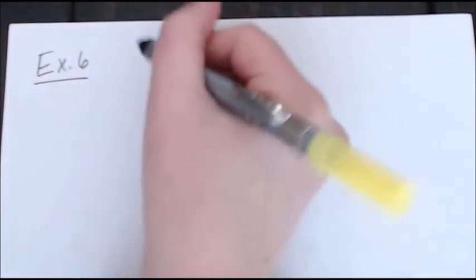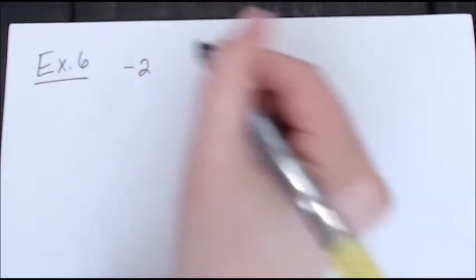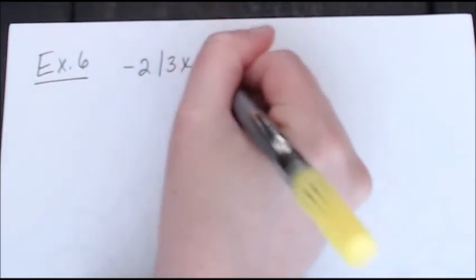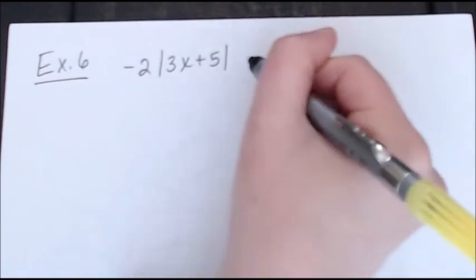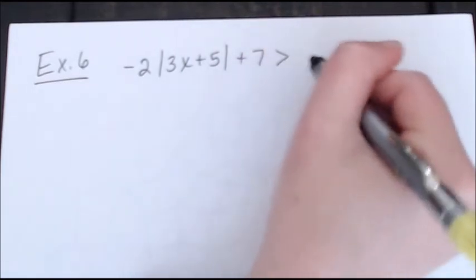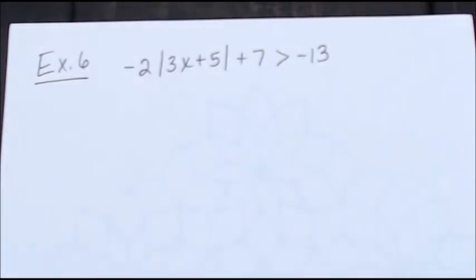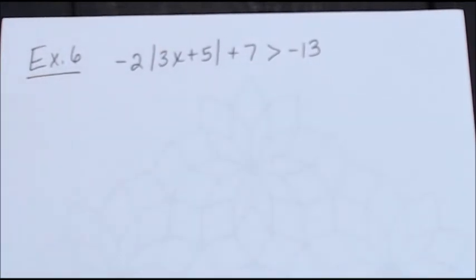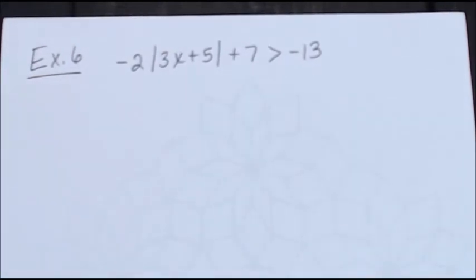At the last example here for this section, we're doing another absolute value inequality. This time we have negative 2 times the absolute value of 3x plus 5, plus 7 is greater than negative 13. So the one difference here is that the absolute value is not by itself to begin with. You've got to isolate the absolute value before you try to figure out which case it is.